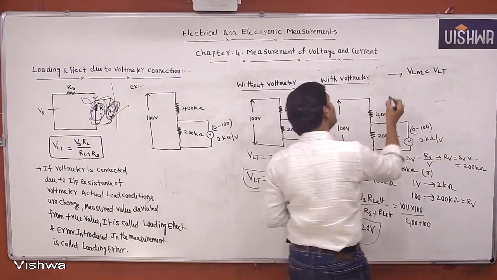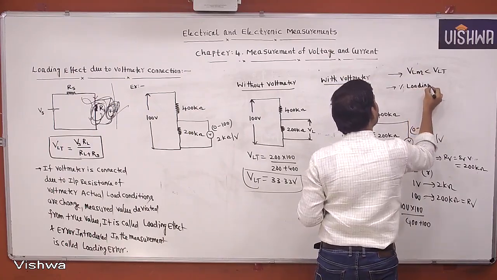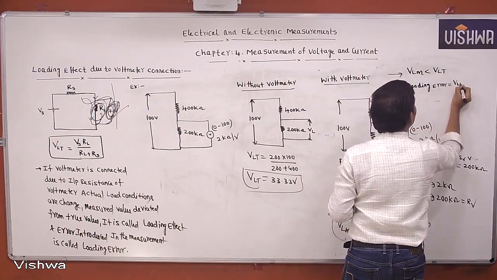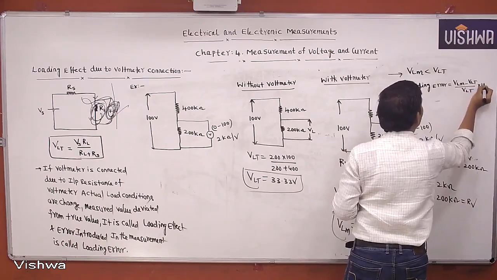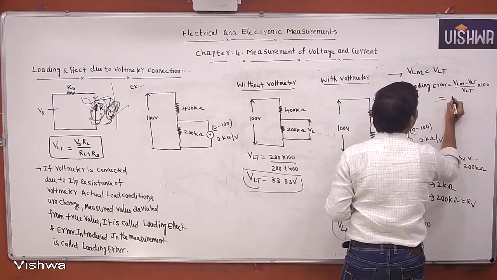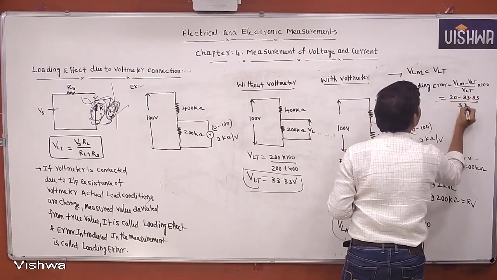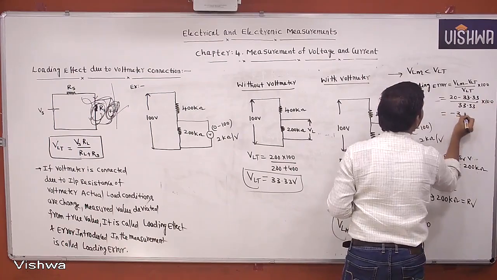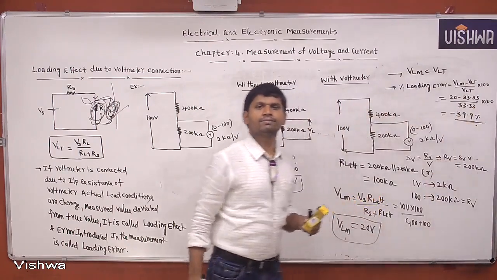Then what is the percentage loading error? How to calculate? Percentage loading error equals measured value minus true value by true value into 100. Then how much is the measured value? 20 minus 33.33 by 33.33 into 100. We can substitute and simplify this, and we get minus 39.9% error.